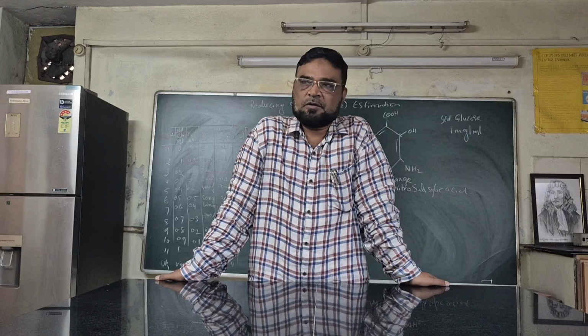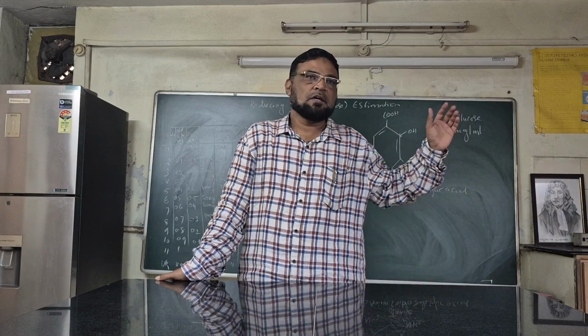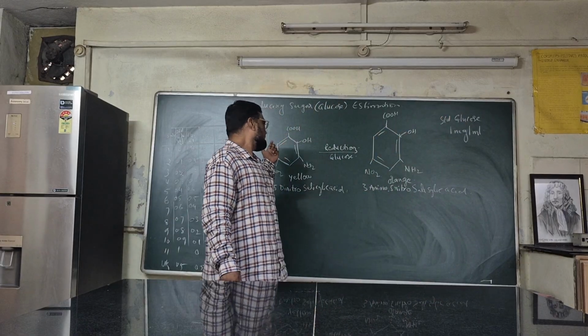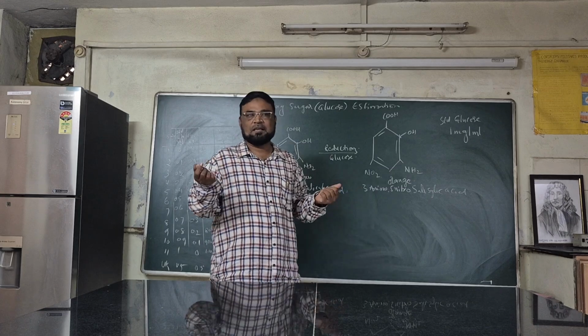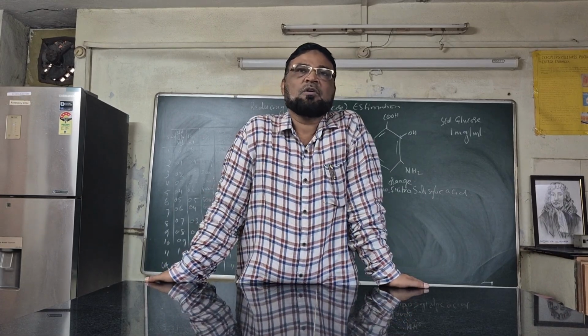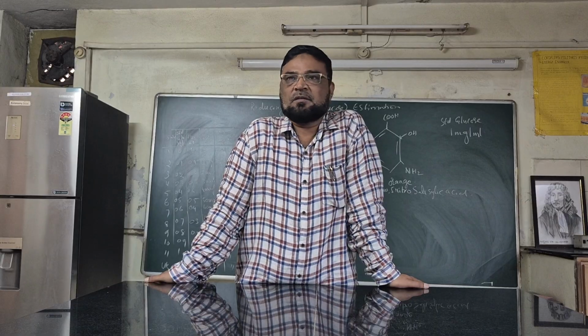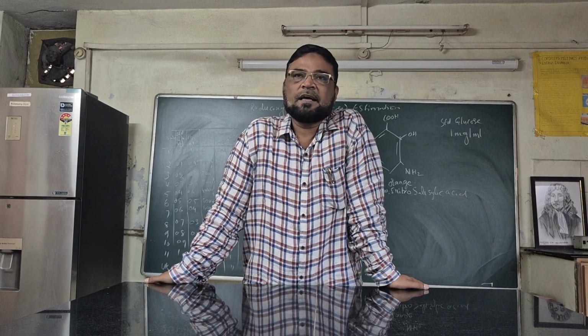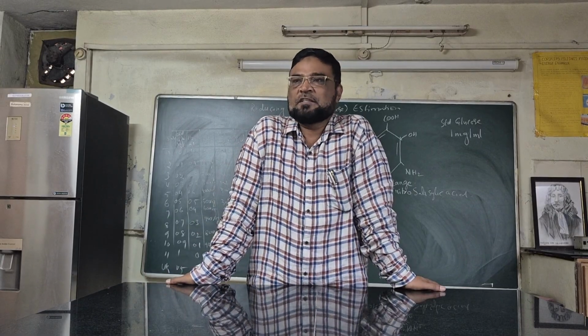So at 540 nanometers we can measure the quantity of the glucose. Glucose is a colorless solution. If you dissolve glucose in water, it will be colorless. So you cannot directly measure the glucose concentration. It has to be converted into a colorful substance.